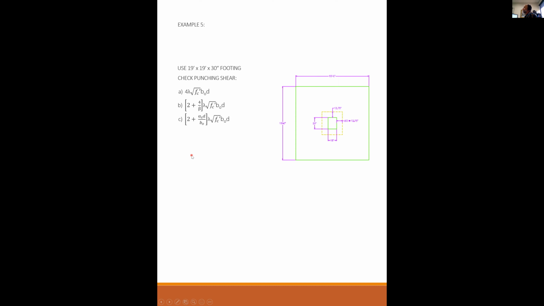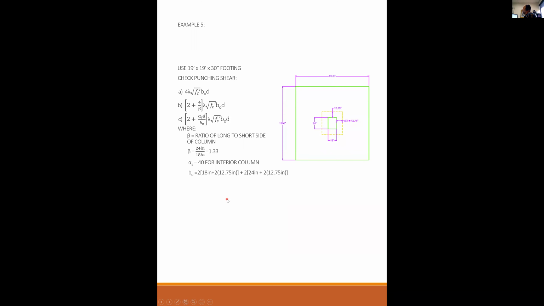But now we need to check the punching shear, which is totally different than the one-way shear that we just checked. Now we're going to check punching shear, where it fails along all four of these perimeter lines here. So my three limiting cases, case A, case B, or case C, where beta is the ratio of the long to the short side of the column. In this case it's 24/18, it's 1.33. Alpha sub S is equal to 40 because this is an interior column.